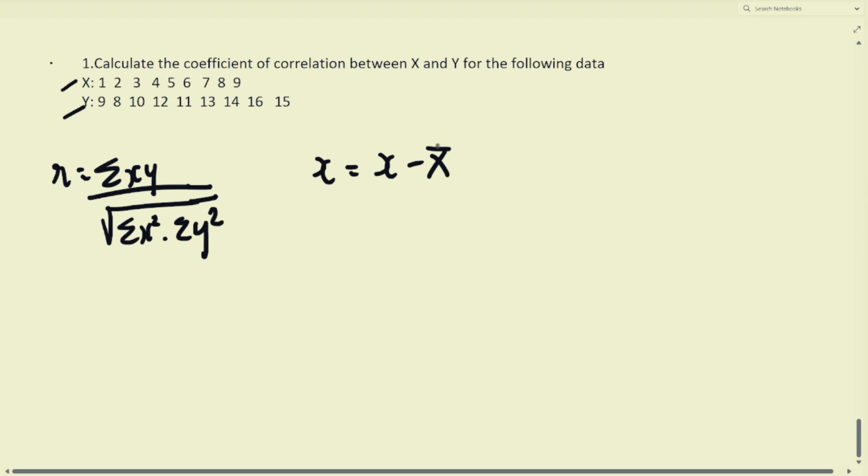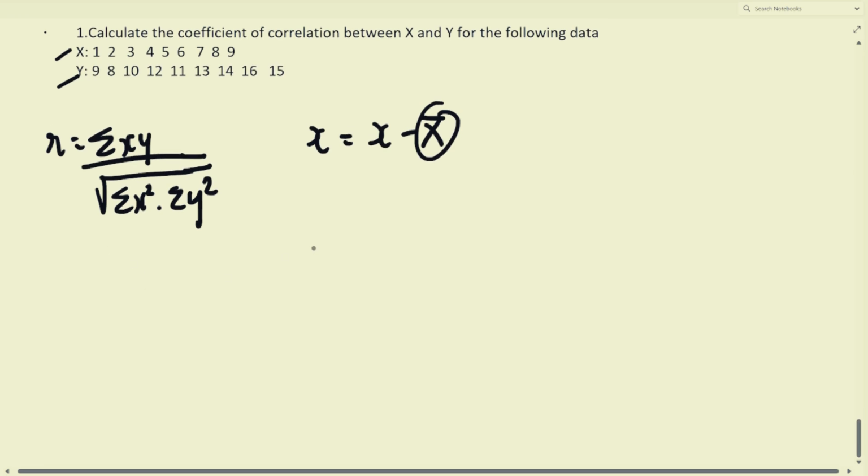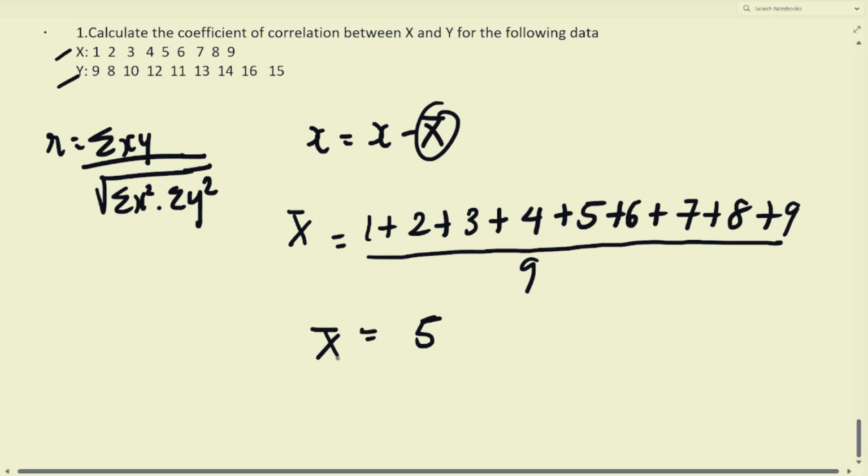So for this we need to calculate X bar. How do we calculate X bar? X bar is basically the mean of this X. So X bar is 1 plus 2 plus 3 plus 4 plus 5 plus 6 plus 7 plus 8 plus 9, divided by the number n, that is 9, and we get the answer 5. So we have taken X bar as 5.